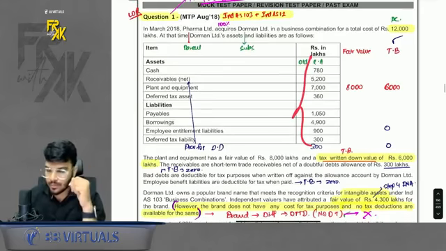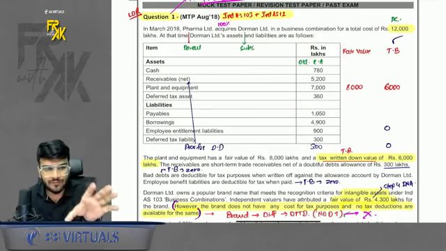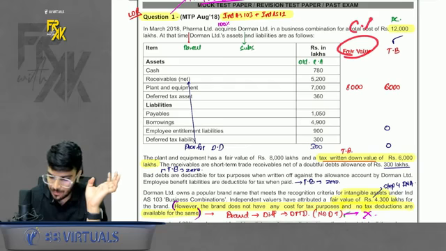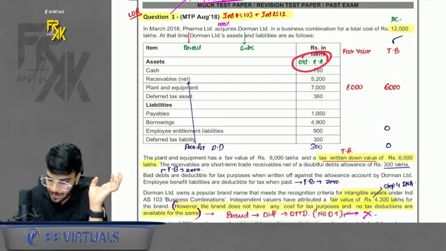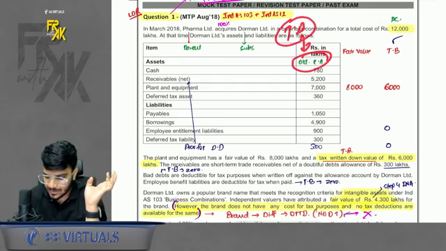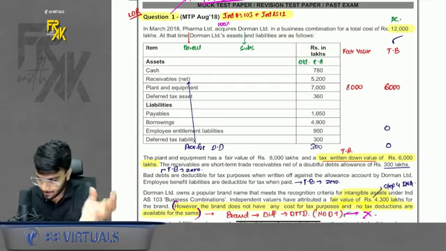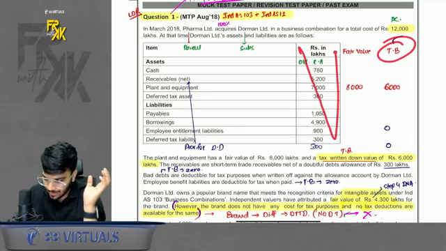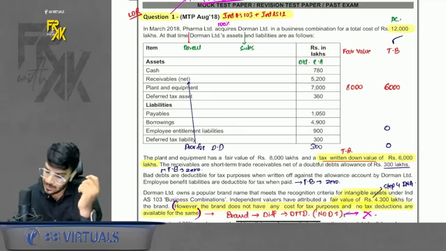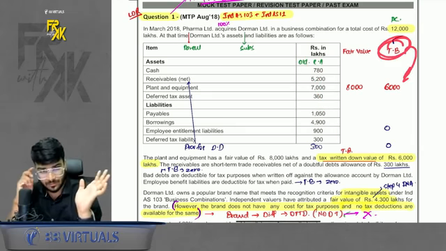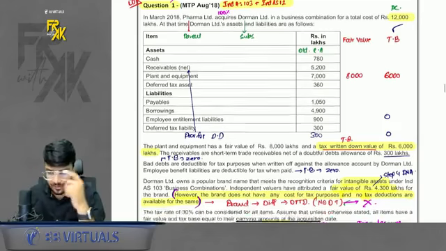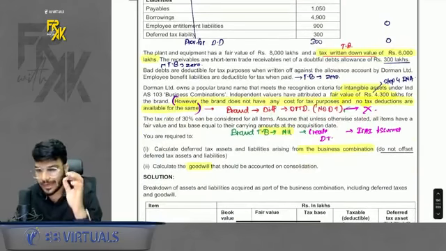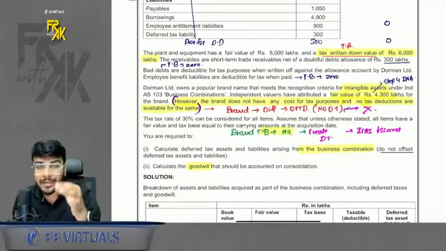Now normally, for deferred tax impact, we take the fair value as the carrying amount and we take the old carrying amount as the tax base. But here specifically the tax base was given. So if a specific tax base is given, don't consider the old carrying amount as the tax base. Consider the specific tax base which was given. That is the first thing.